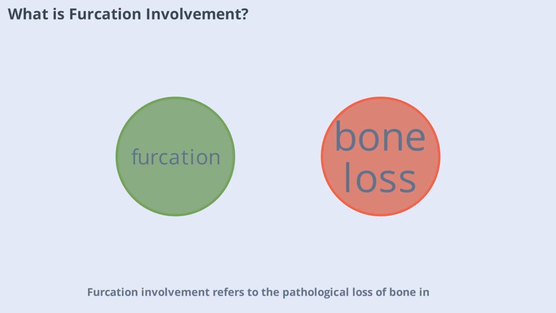Furcation involvement refers to the pathological loss of bone in the area where the roots of a multi-rooted tooth divide, most commonly due to periodontal disease. This condition is particularly significant in dentistry because it affects the stability and prognosis of affected teeth.